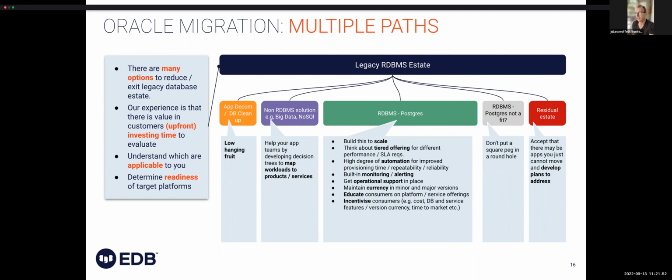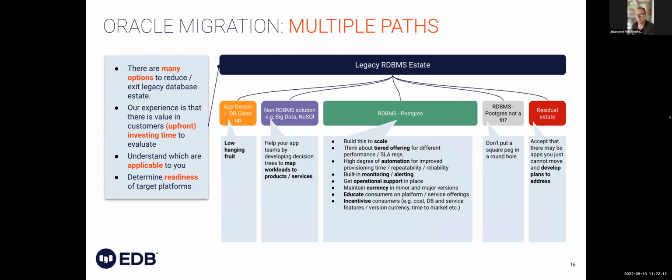If you're going to take out an Oracle platform as an example, the chances are it's been around for years. It's very well established and very mature, with a whole bunch of bells and whistles that have been developed over years. Your target platform needs to be equally as good and ideally better, which means if you're building Postgres from scratch, there's a bunch of things you need to consider. Make sure it's scalable. Think about tiered offerings for different performance profiles, for different application criticalities and different SLAs as a result.